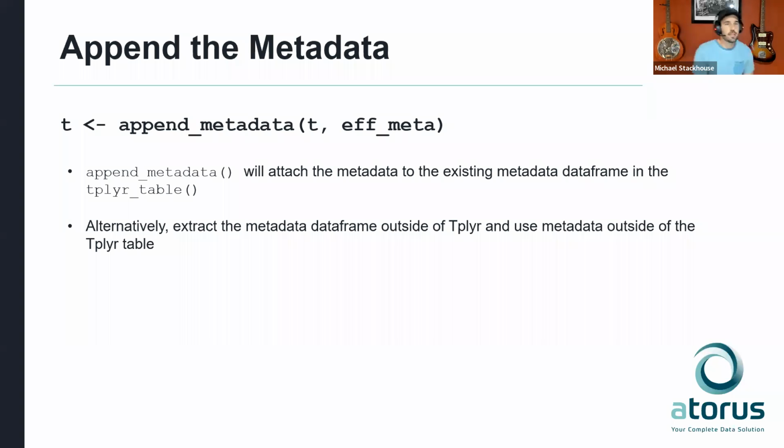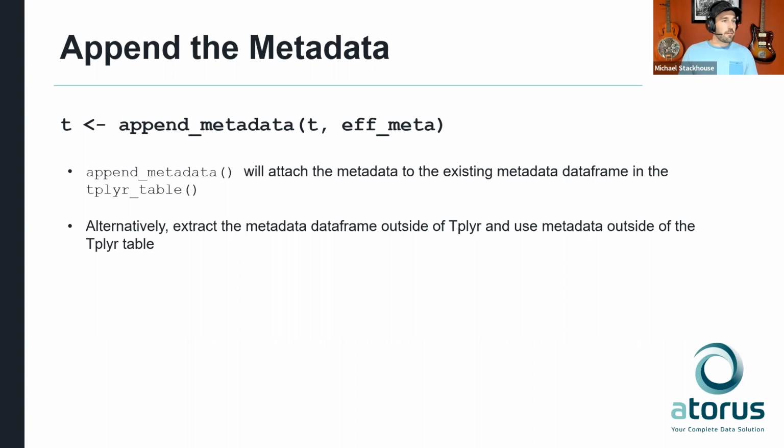Once that metadata is created and available, then append metadata will attach that into a tplyr table. So the syntax is just like you see here. You have your table object, and then you have the data frame that you want to bind to the internal tplyr table object. Using that together, we'll attach the metadata to the existing metadata data frame in the tplyr table. And then again, alternatively, you can extract this metadata data frame outside of tplyr and use the S3 methods for that, but that's not what the examples are going to use here today. And append metadata, when you're working with a tplyr table, will allow you to specify how it needs to be specified.